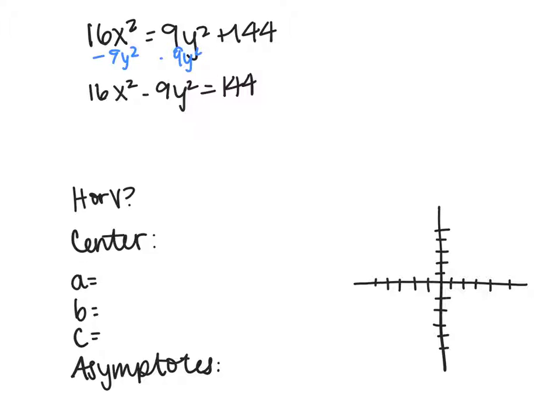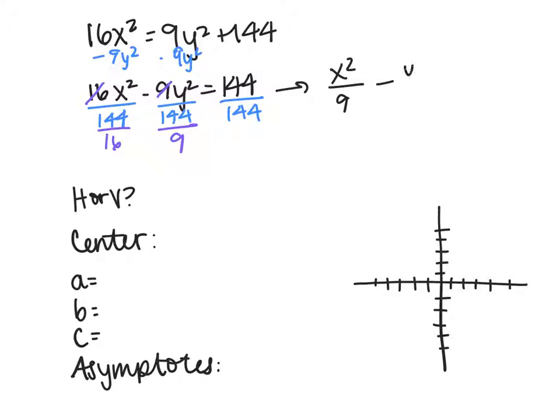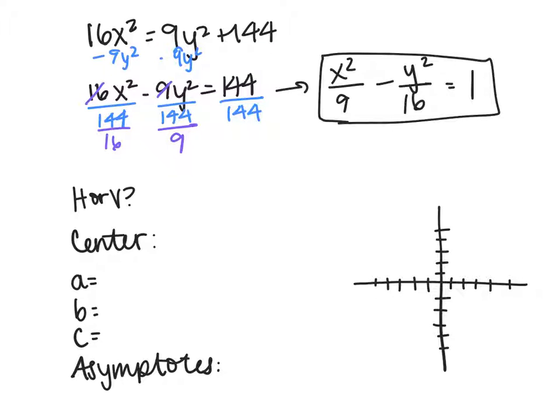Now we just have to have it equal to 1. So again, just like ellipses, divide everything by 144. And again, just like ellipses, to bring that coefficient down, because you don't want any coefficients in front of your squares, you just reverse multiply by the reciprocal and bring it down to the bottom. So after doing all that simplification, this turns into x squared over 9, because 144 divided by 16 equals 9, minus y squared over 16 equals 1. Now we're ready to graph this just like the others.